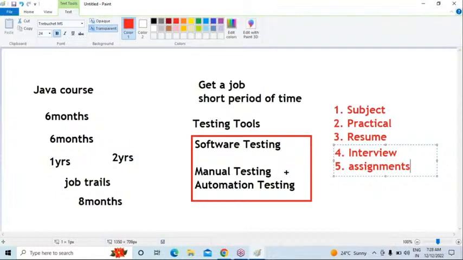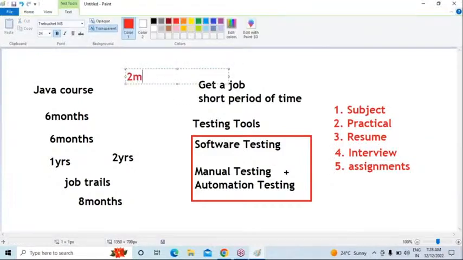So this is about what people require to get a job. So why do we need to get a job? To fulfill our needs within a short span of time. So we are looking for the testing tools course. Some people will say, sir, I'm not good at coding, so I prefer the testing tools. So those are nonsense things. The main intention is we need to get the job within a short period of time.